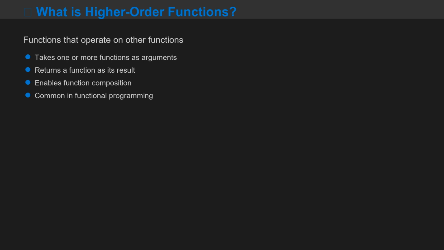Higher-order functions are functions that operate on other functions. They can take one or more functions as arguments or return a function as their result. This enables powerful function composition patterns that we'll explore later.